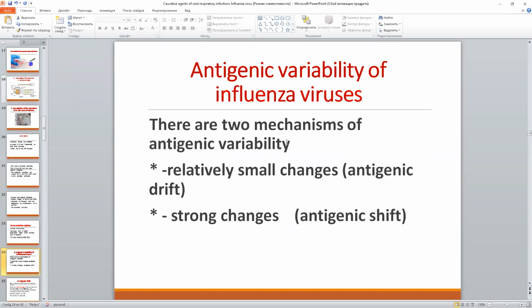Antigenic variability of influenza viruses. Why am I repeating? Don't forget, the virus has a very changeable antigenic structure, and many strains of influenza virus have different antigenic structures. There are two mechanisms of antigenic variability. Number one, relatively small changes, antigenic drift, and strong changes, named antigenic shift.